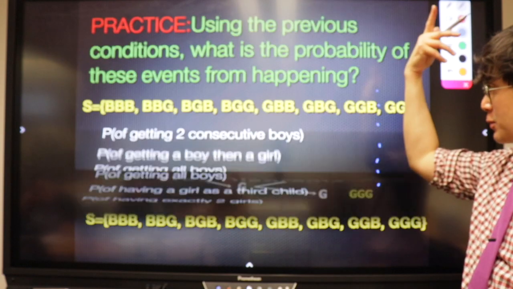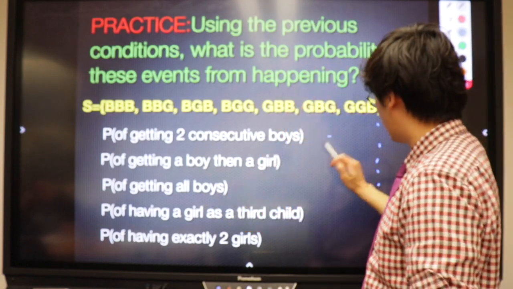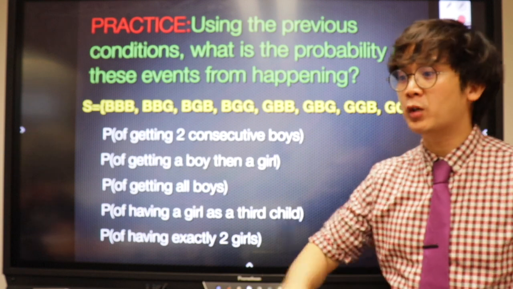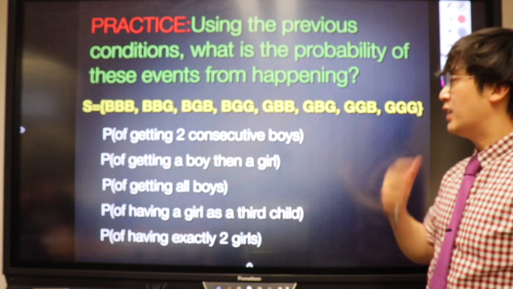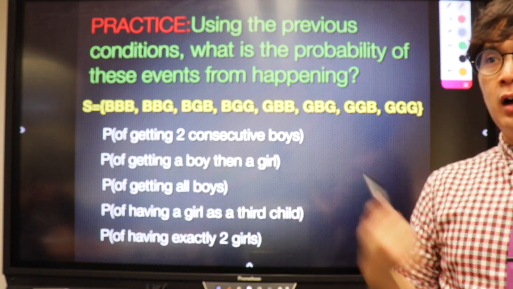And when you have this sample space, you can now answer these 5 questions. Give the answer in fraction form. You don't need to change it to decimal form or percent form. Just give me the probability of these events.